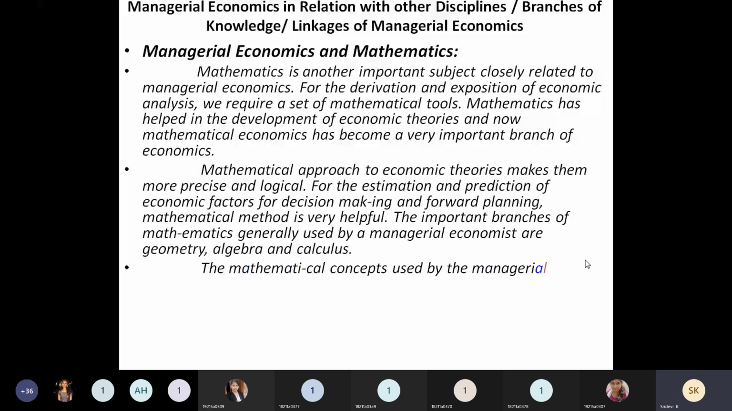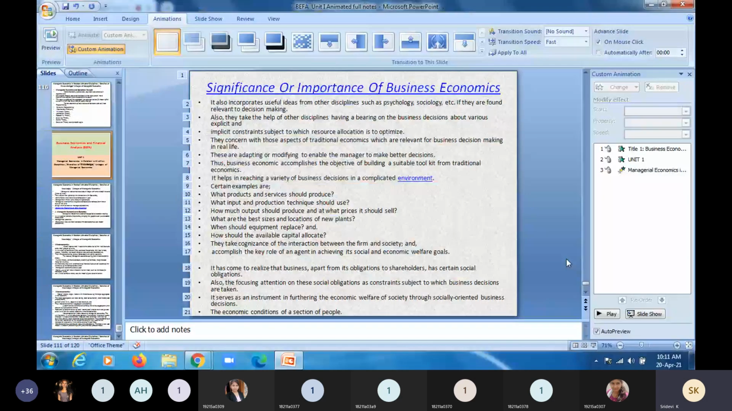Without mathematics, you cannot have an equation for calculations, etc. So all those come under mathematics. These are the different subjects that you are going to link up with your managerial economics.